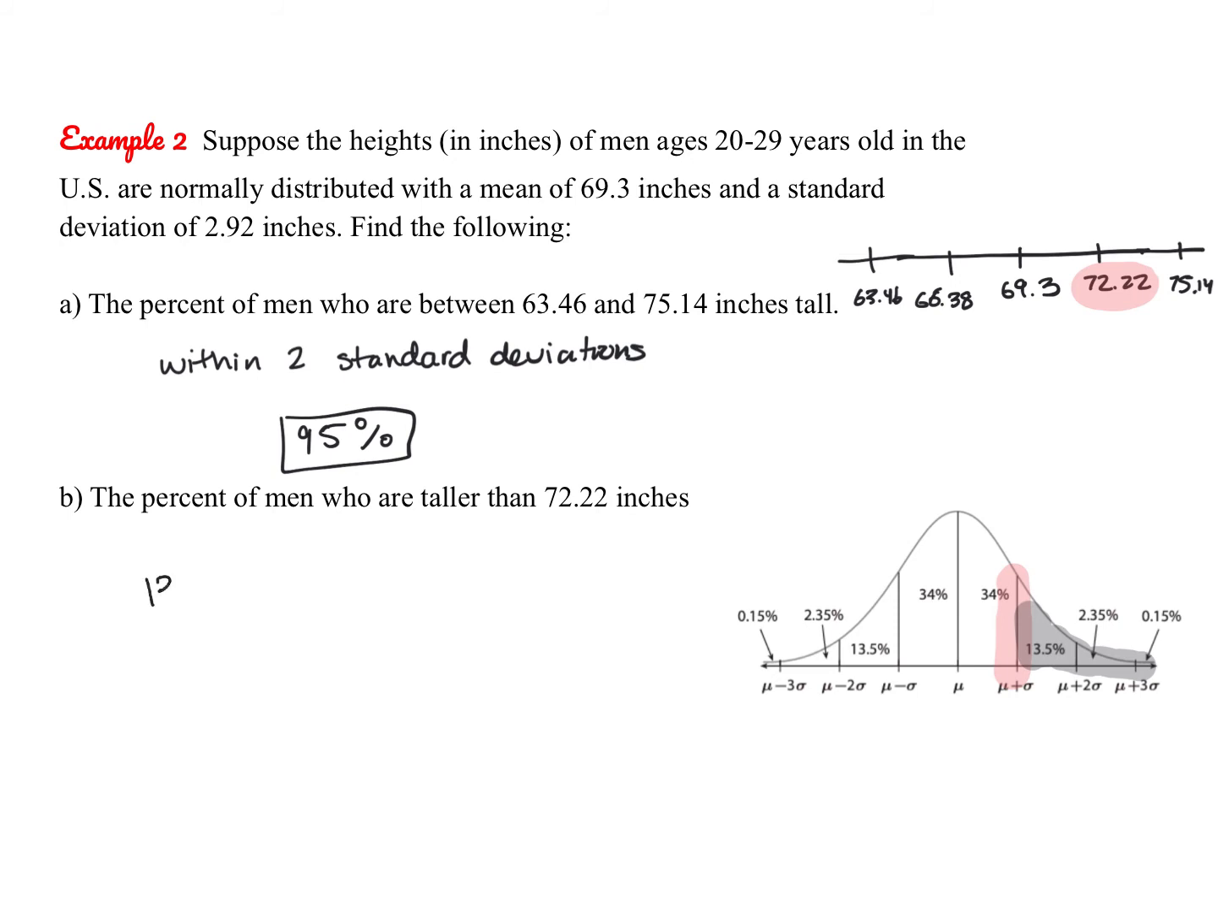So we have 13.5% plus 2.35% plus 0.15%, and then that gives us 16% of our population. So you can see that we can use this normal distribution to help us quickly find different percentages of the population that meet different characteristics.